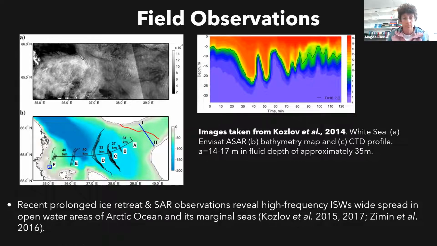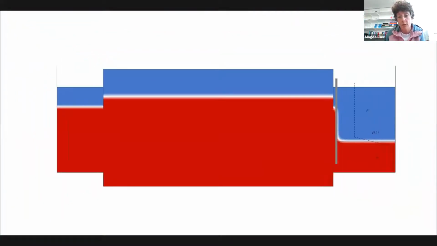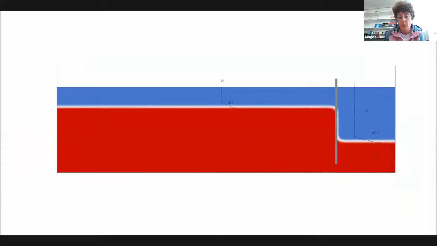Okay, so how do we model this in a laboratory? We have a wave flume and we set the flume up so we have a stratification where the lower layer is salty and dense and the top layer is fresh and light. And we put a gate at the upstream end of the tank, and behind the gate we fill with fluid which is fresh, so it matches the fluid in this top layer.